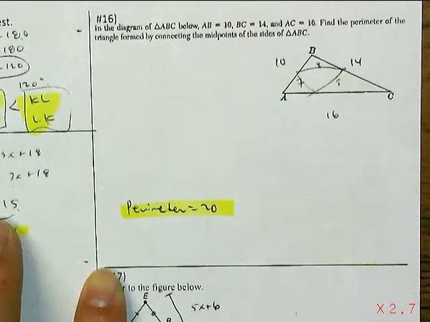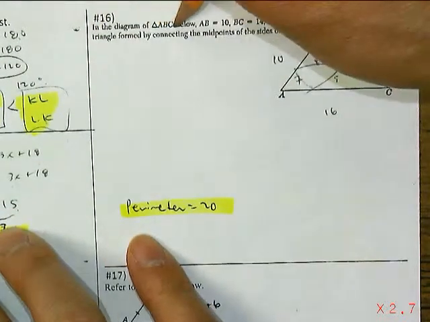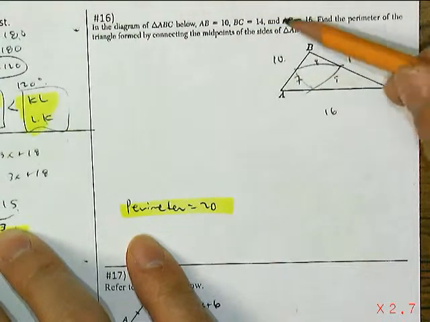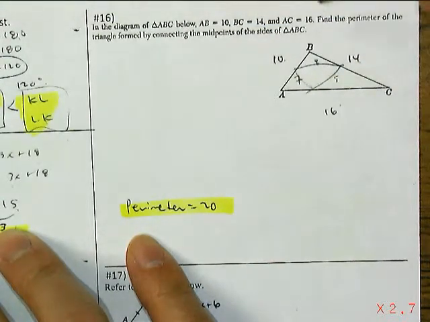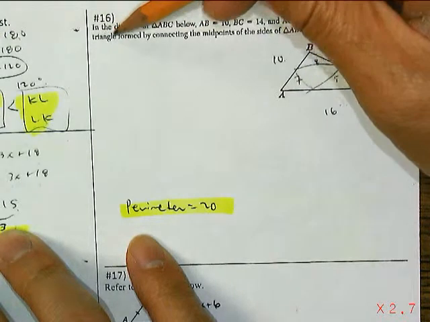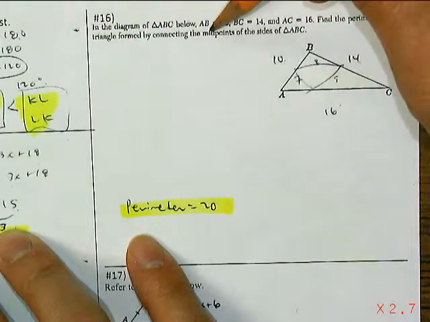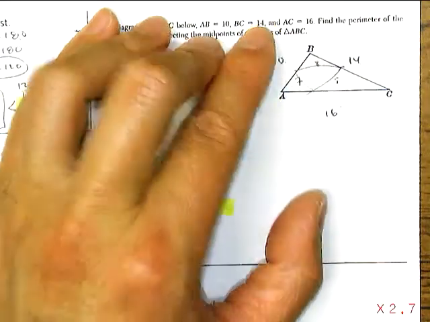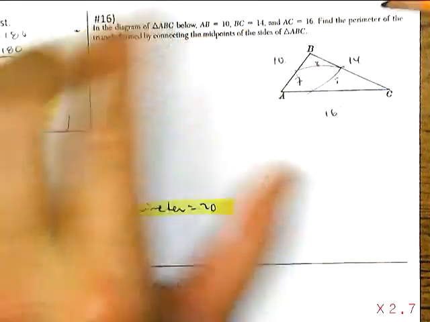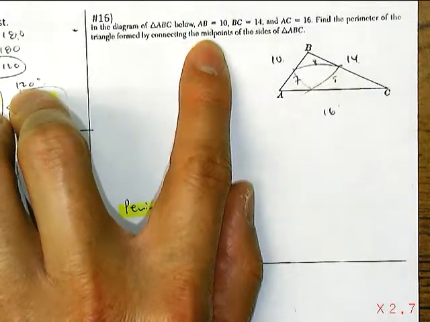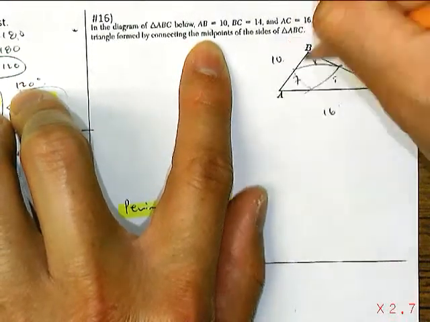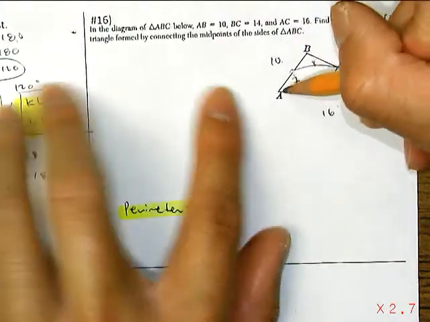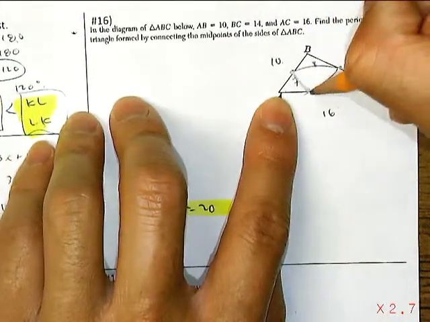Question number 16. In the diagram ABC below, AB is 10, BC is 14, and AC is 16. So mark up your picture. Find the perimeter of the triangle formed by connecting the midpoints. It doesn't say find the perimeter of triangle ABC. It says find the perimeter of the midpoints, and those are the questions we did in class. Well, what's a midpoint? Between A and B you have this point, between B and C you have this point, and between A and C you have this point. Therefore, these are called mid-segments.